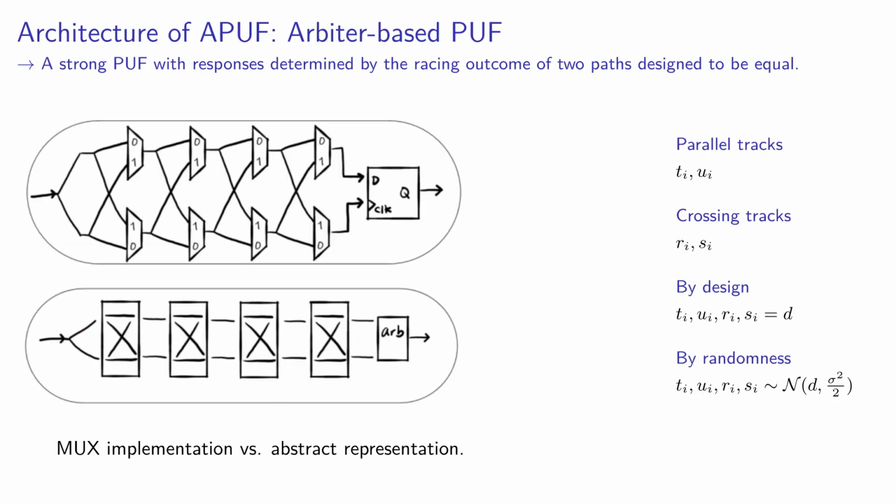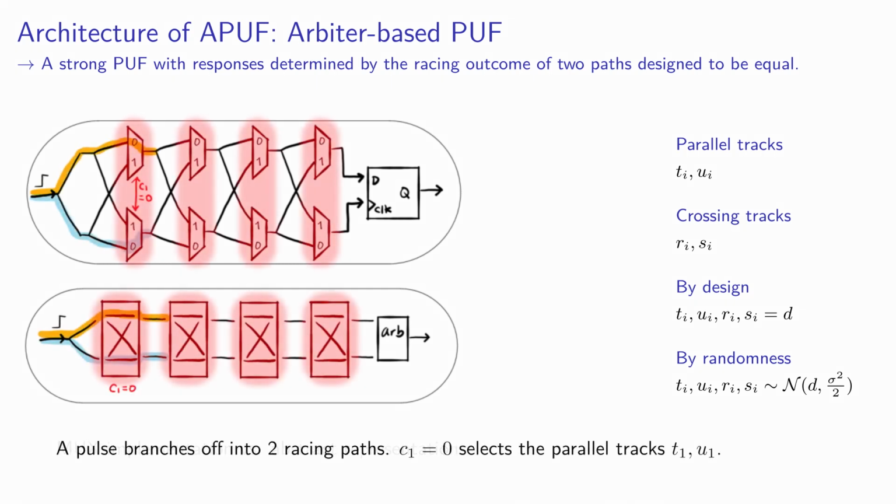An arbiter-based PUF, or APUF, is an implementation of a strong PUF where each response depends on the delay difference between 2 racing paths, which are configured differently for each challenge. 2 APUF models are shown here: a detailed multiplexer implementation and its abstract representation. I'll explain how an APUF operates for a single challenge-response pair.